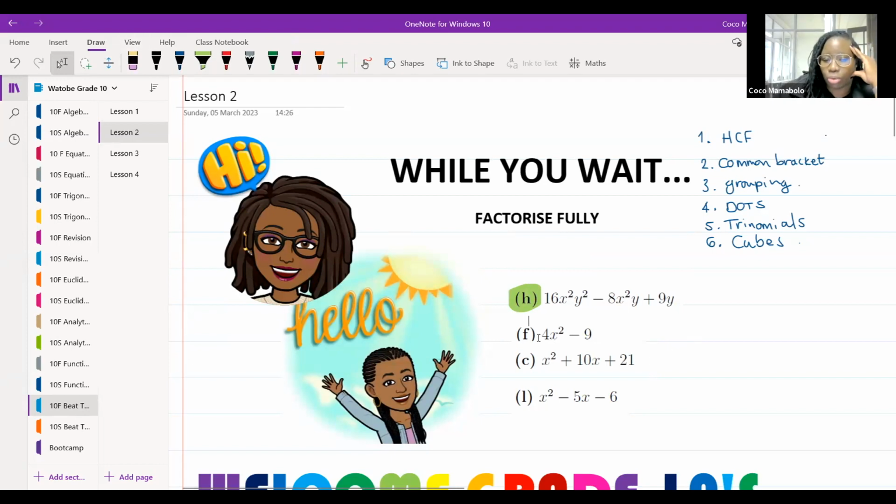Look again, look again. Yes, good. Y is our common factor. We can take Y out as a common factor. Unfortunately, we can't take out 2 because 2 doesn't go into 9 without leaving a remainder. So we can take out Y, that's for sure.